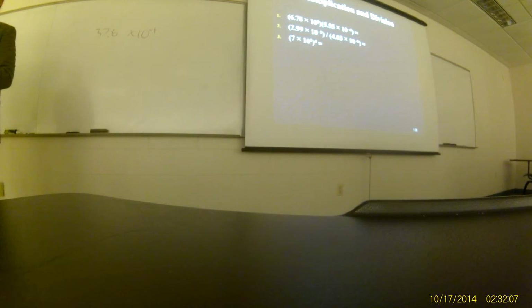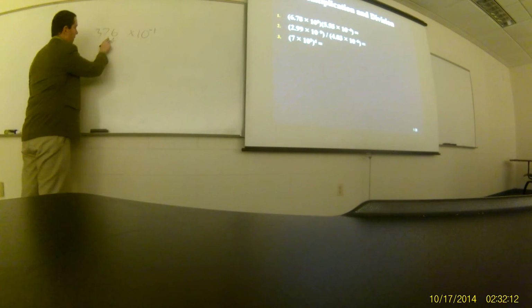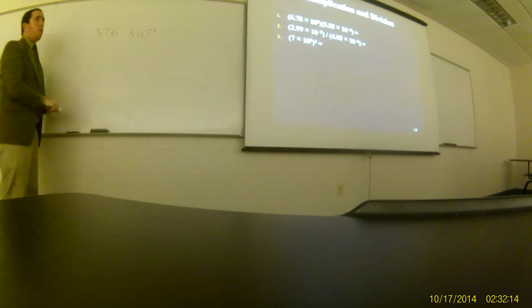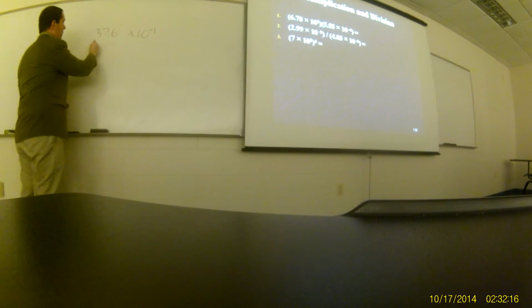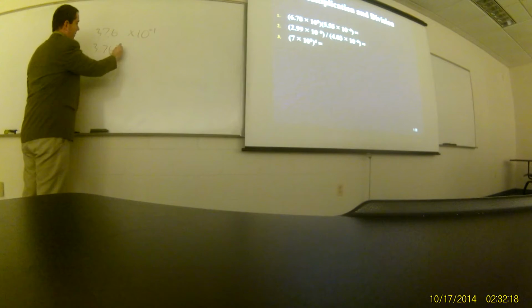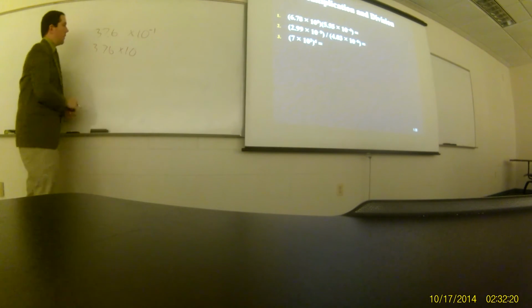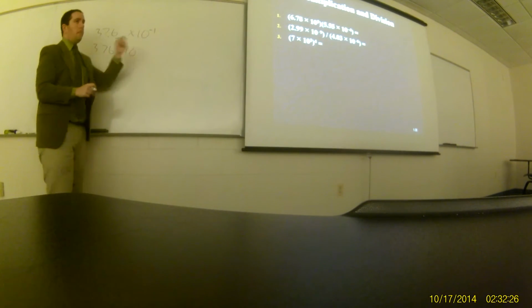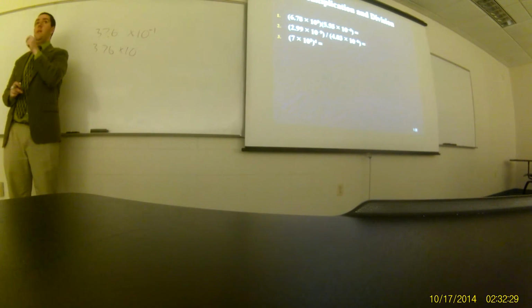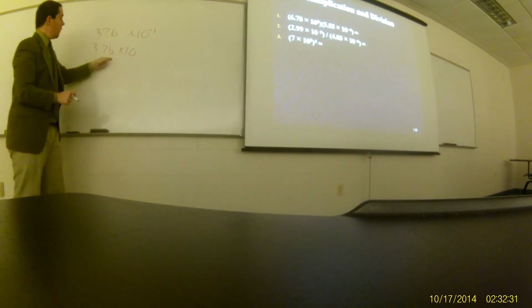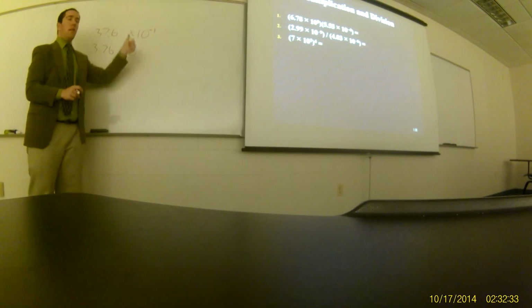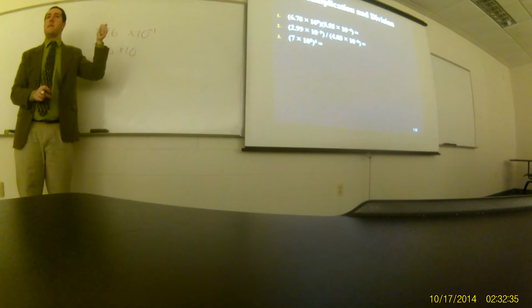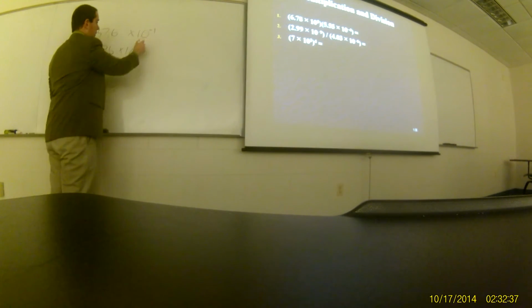Decimals in the wrong place. It needs to be over here. So we need 3.76. Which direction did I move that? To the left. So what's going to happen to my exponent? What is this going to become? 0. For every place we move to the left, that exponent is going to go positive by 1. Negative 1 plus 1 is 0.